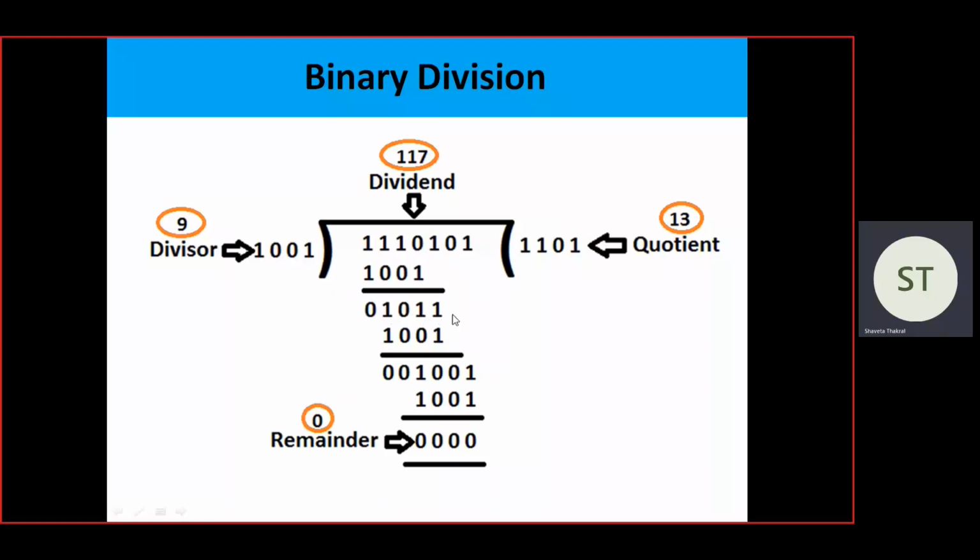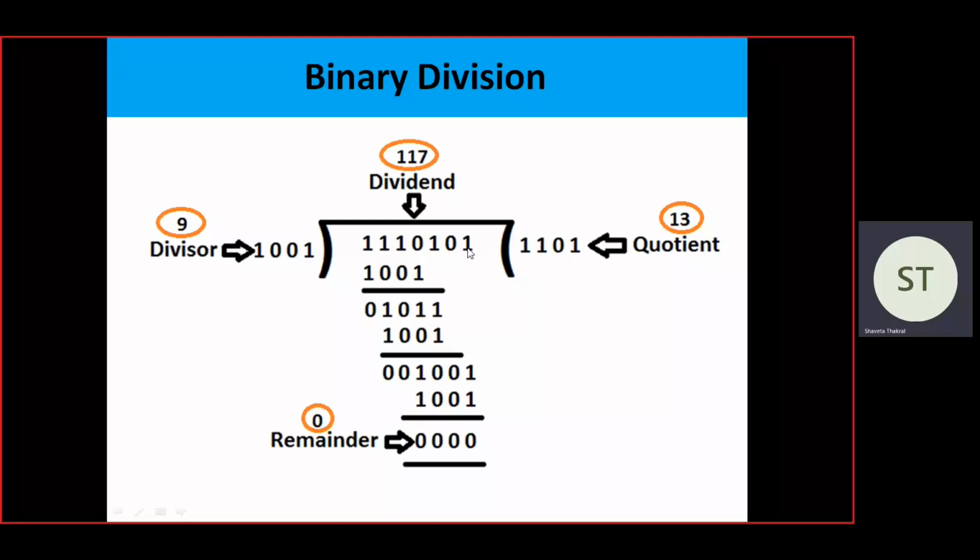So this 1 is forwarded here, and we have 1011. So 1011 is divided by 1001. We get quotient 1 here, and here we write 1001. Now this 1001 needs to be subtracted from 1011. So 1 minus 1 is 0, 1 minus 0 is 1, 0 minus 0 is 0, and 1 minus 1 is 0. Now this 0 is forwarded here. So we get 100, and the quotient here is 0.